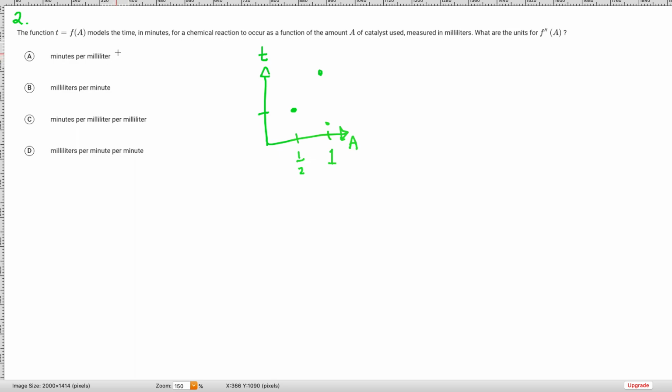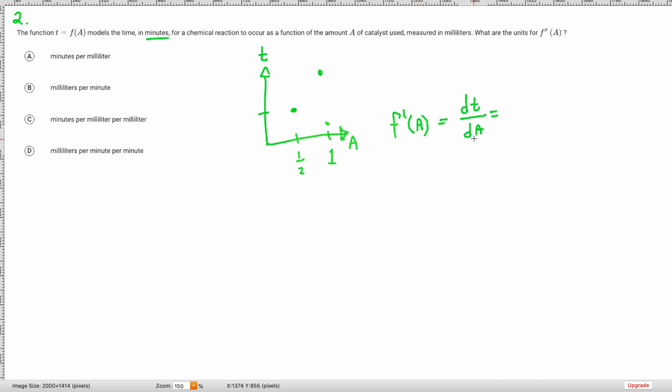Now, in this case, this is a good way for us to understand derivatives. So again, we need to remember the derivative is the instantaneous rate of change. It's the change in the y value over the change in the x value. So in this case, it's a change in time, dt, over dA. Time is measured in minutes. So this is the derivative, f prime of a, right?